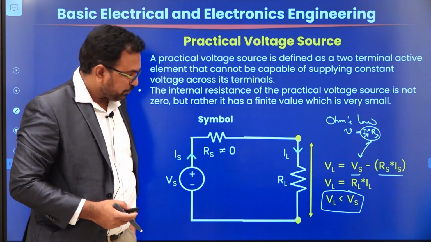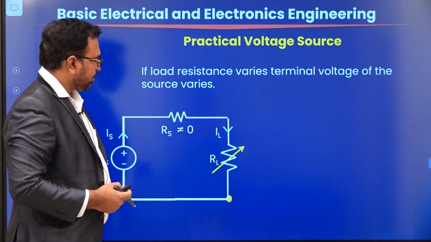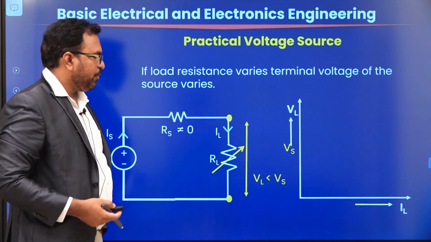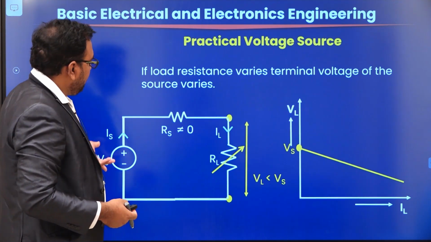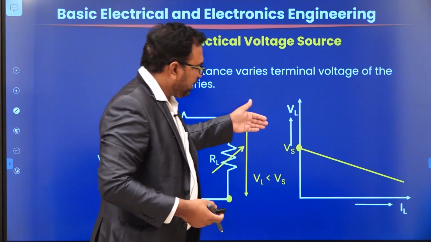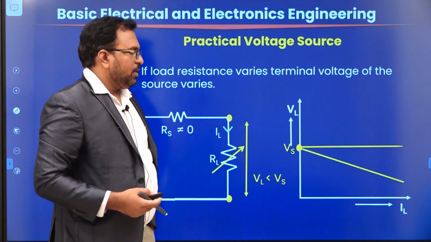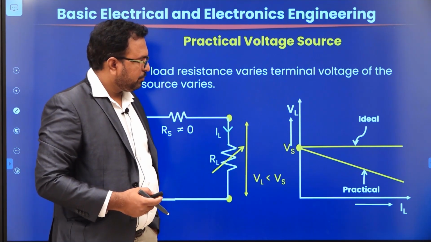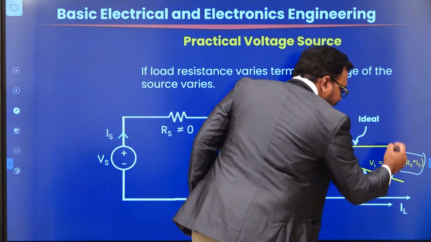It is not equal. Let us draw the VI characteristics here. Now I am going to vary the resistance and calculate the voltage. Already we know VL is less than Vs. How is the voltage going to vary now? The voltage will start from Vs because we have supplied voltage. When you vary the resistance value, suppose I increase or decrease it, the voltage may drop or rise accordingly. This is how the ideal voltage source curve is going to appear. But in the case of practical, the voltage is going to reduce. Okay, the difference we already know. This is the factor which makes the drop in voltage.